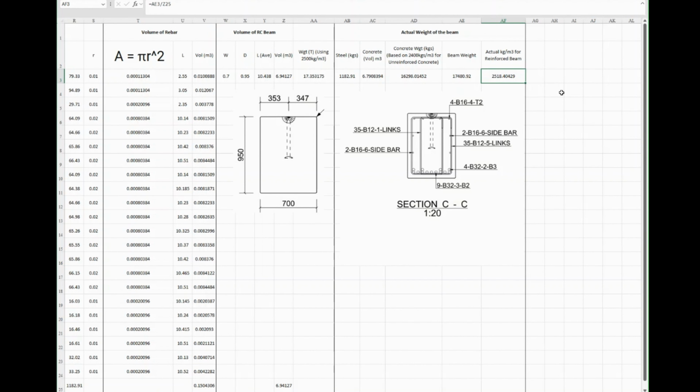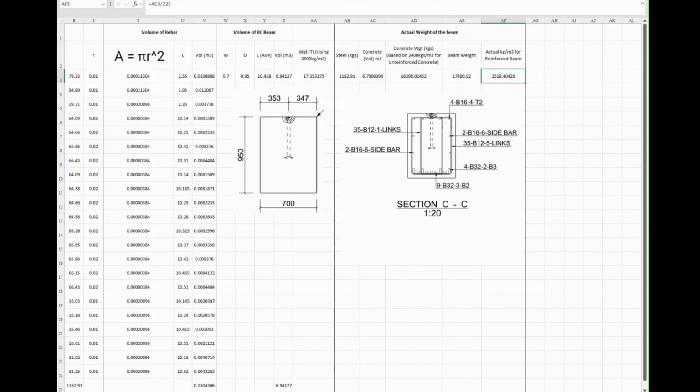So the rule of thumb would be 2,400 for unreinforced and 2,500 for standard reinforced. So we will be thereabouts. As I said at the start, if we went for the rule of thumb to get the beam weight, we just got the volume, which would have been 6.95, and then multiplied by 2.5 to get to tonnage, we would have been thereabouts. This is just an exact way of doing it.